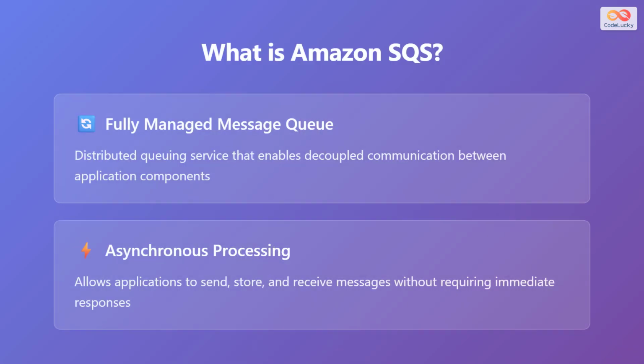SQS is a fully managed message queue that facilitates distributed queuing between application components. It allows different parts of your application to communicate without being directly connected. The service enables asynchronous processing, meaning applications can send messages without waiting for an immediate response. This decoupling allows each component to operate independently, improving system reliability and scalability.